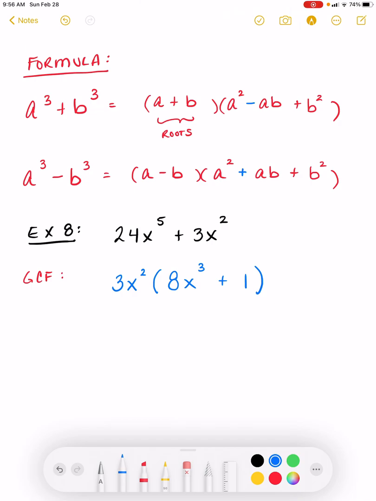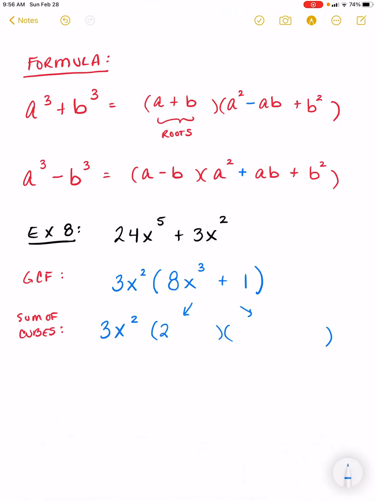Now what we can see is I see the perfect cubes with the 8 and the 1, and so now we're going to do the sum of cubes, okay? And I'm going to use that first formula that we talked about. So the GCF is part of your answer. It stays out here, and this is going to factor into that binomial and that trinomial. And so the first parenthesis is going to be the two roots. Well, the cube root of 8 is 2, the cube root of x cubed is x, and the cube root of 1 is 1.